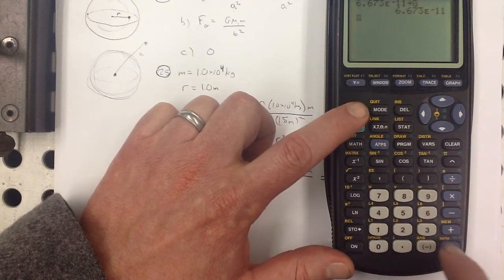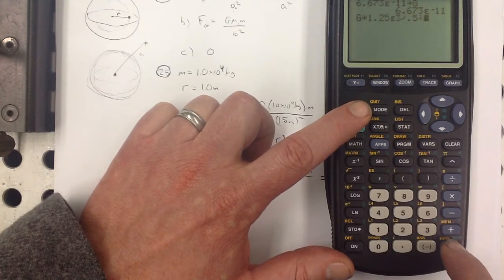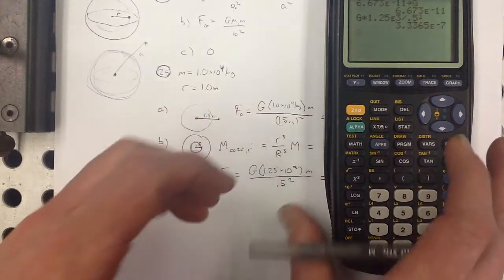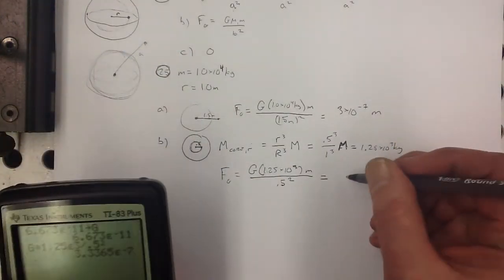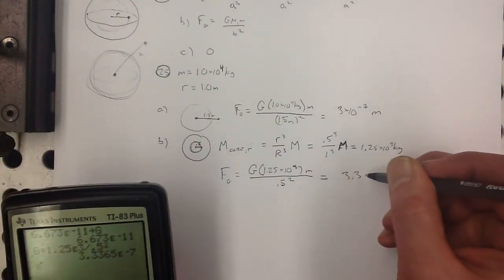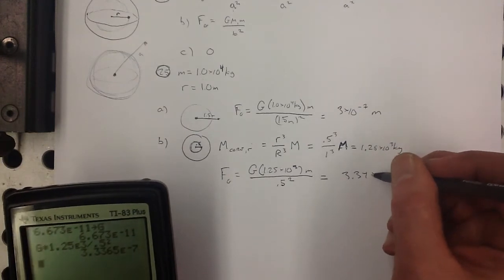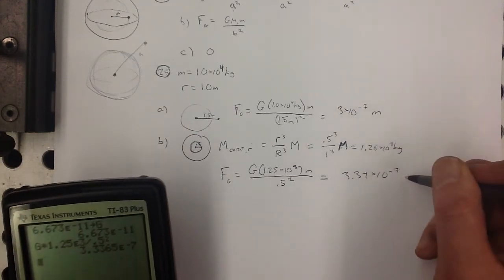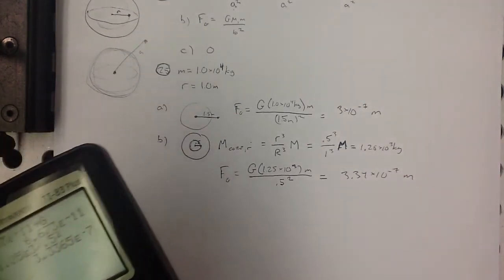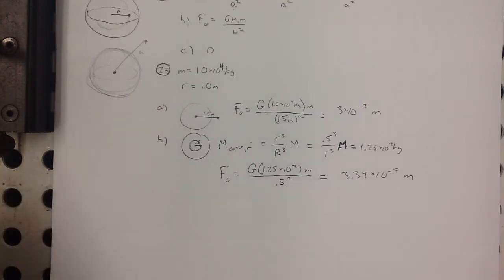All right, and then there it is. There we go. That's better. So that's 3.34 or so times 10 to the negative 7th times m. Right?